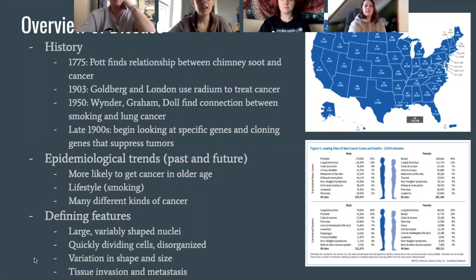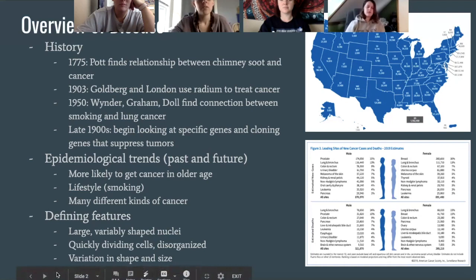Some trends. Cancer is more likely in older age because the cells are older, they've had more time to mutate, and you're more likely to get cancer with this age increase. And with the average age increasing overall, we're seeing an increase in diseases like cancer. Lifestyle and other environmental factors are linked to cancer.